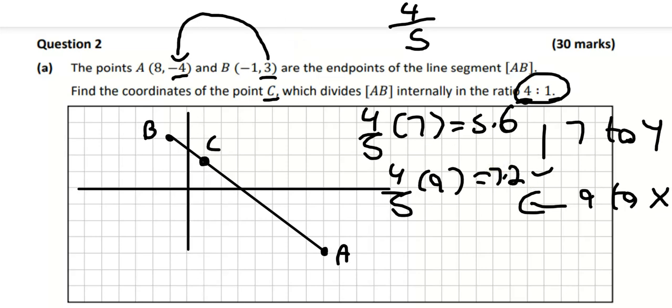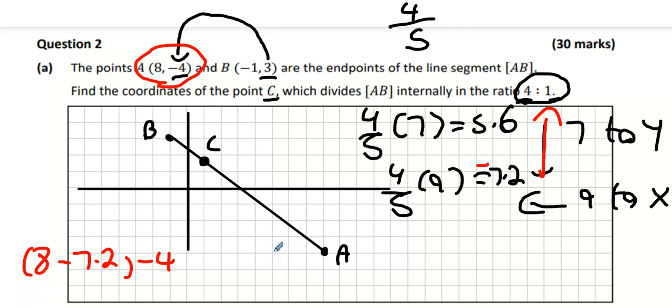So all I have to do is grab the point A, and it's going left, so I'm going to take away 7.2. It's going to be 8 take away 7.2 for the X value. For the Y value, it's going to be minus 4, but because it's going upwards, it's going up 7. It's going to be minus 4 plus 5.6. That will give me an answer of (0.8, 1.6), which is roughly this point here. I'll just go and check the answer scheme. Always check your answer schemes, and that is correct.